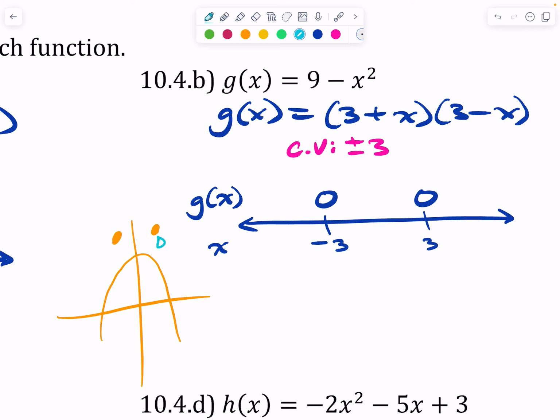And so we know it's opening down because of that negative leading coefficient, and it's got 2 x-intercepts. That's the only way for it to happen. Which means on the very left, it's negative. In between, it's positive. And on the very right, it's negative again. So this sign diagram will be negative, positive, negative.